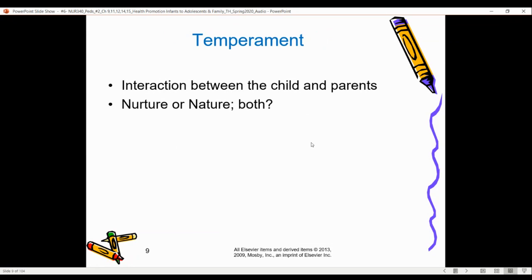All right, temperament with kids. So remember I mentioned that they start developing their little personalities, their affect at this point. So we see three textbook definitions of temperament with kids.